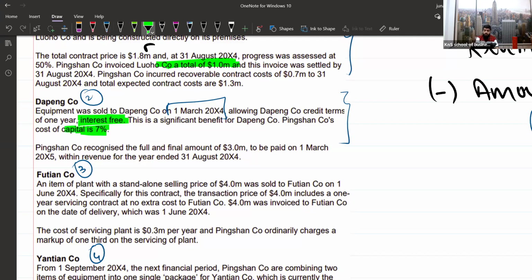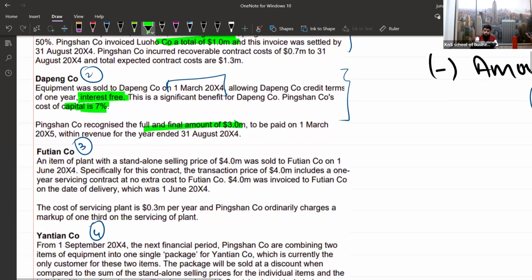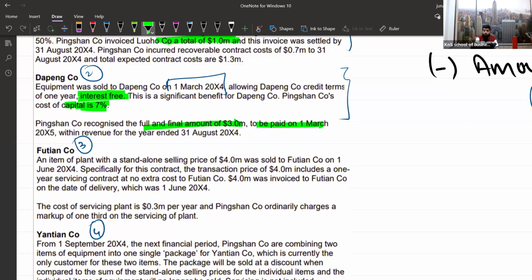Pension company recognized the full amount of 3 million, as we can see that the full amount of 3,000 was recorded as income, as revenue. And that will be paid on 1st of March 2005. So the 3 million amount of revenue is being recognized, and we all know that this 3 million should not be recognized as revenue. Why?